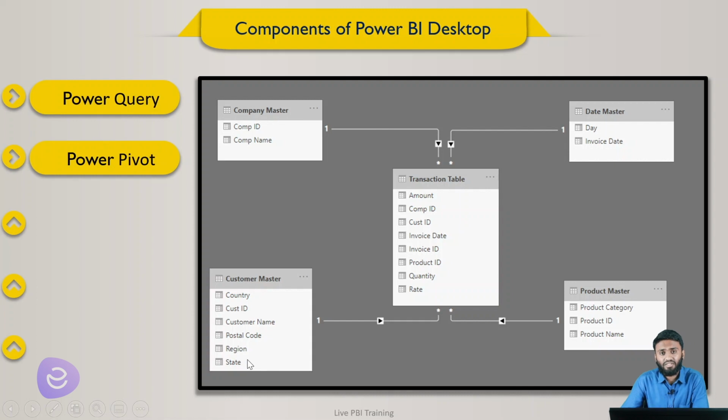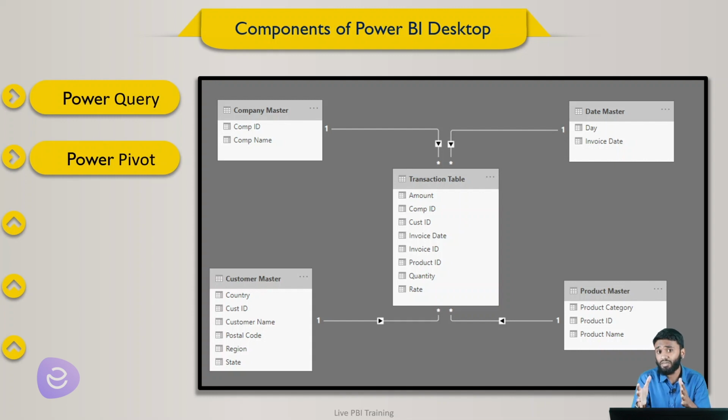But if you look at the transaction table, which is the sales table, you can see the columns like amount, company ID, customer ID, invoice date, invoice ID, product ID, quantity, rate. So all those fields in the transaction table are relating to a particular transaction only. Okay, and in the customer master, it is the detail of all the customers.